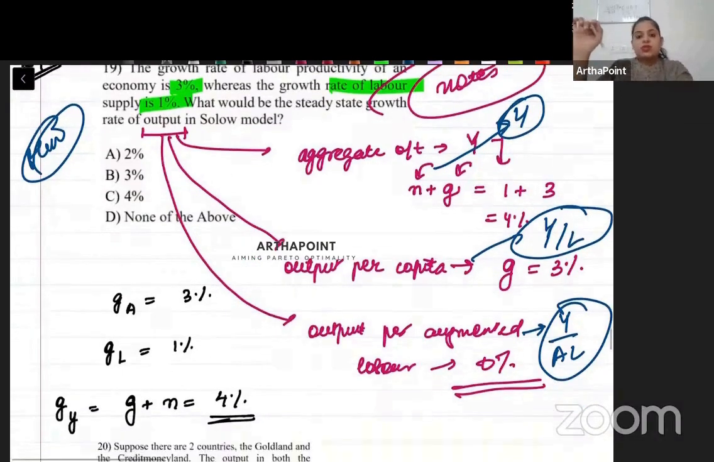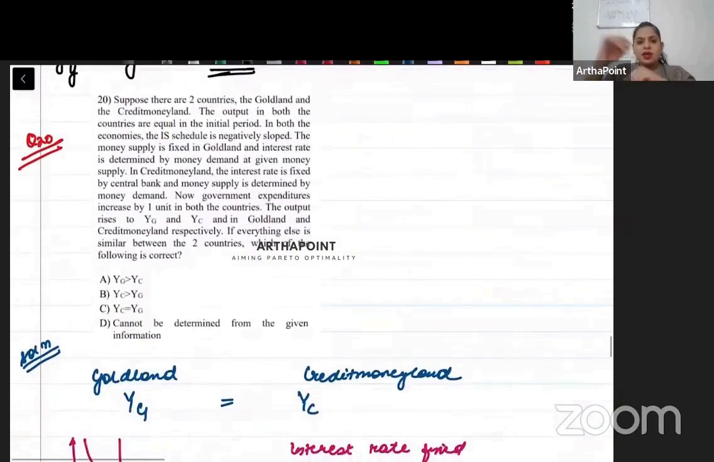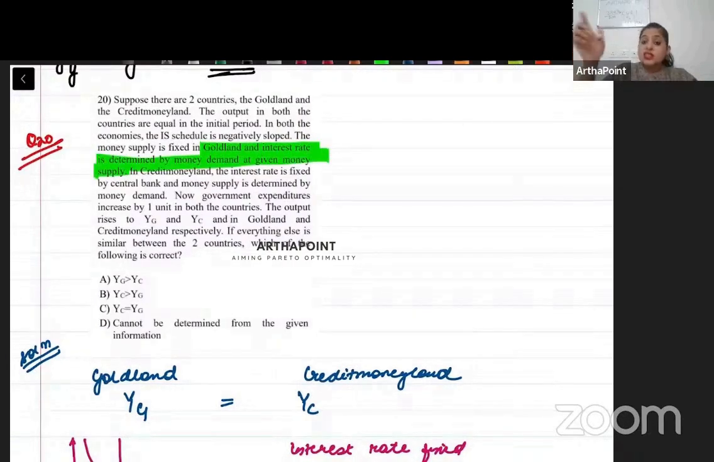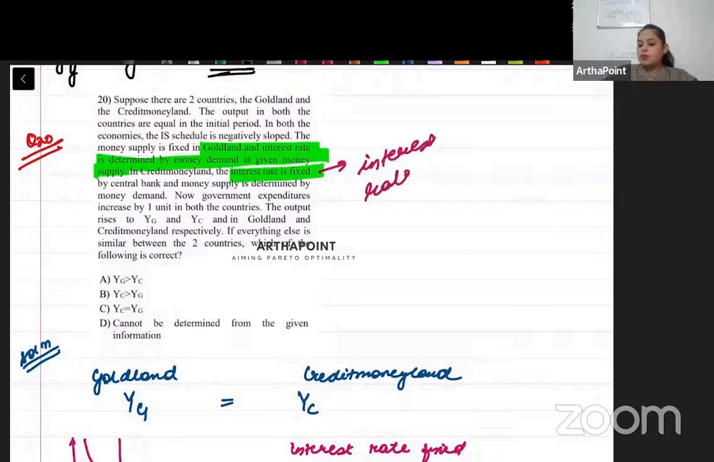Okay, now come to the next question. So suppose that there are two countries, gold land and credit money land. Output in both countries is equal. IS curve is downward sloping. Money supply is fixed. And in gold land, interest is determined by money demand. This is an important line. In credit money land, interest is fixed. So if you remember, when we were doing DSC paper also and ISI paper also, I talked to you about interest rate targeting, if you remember.